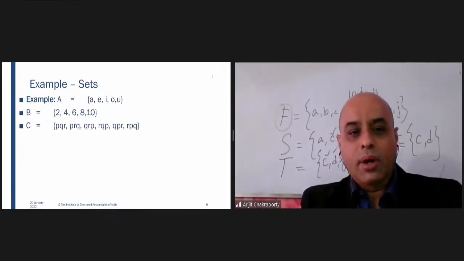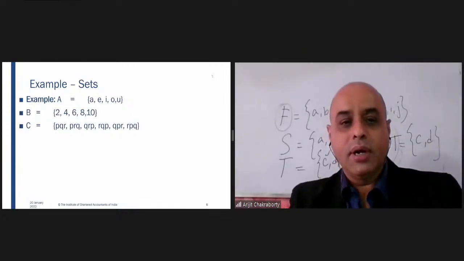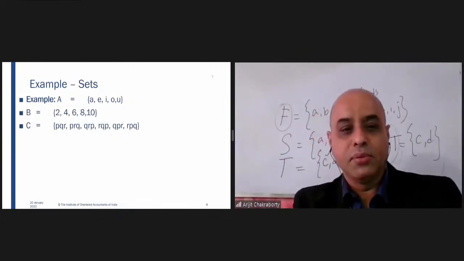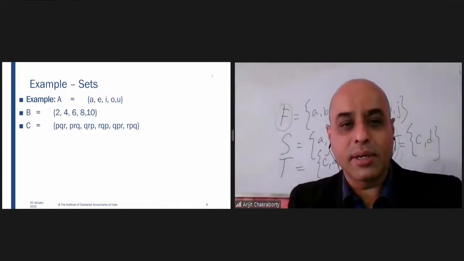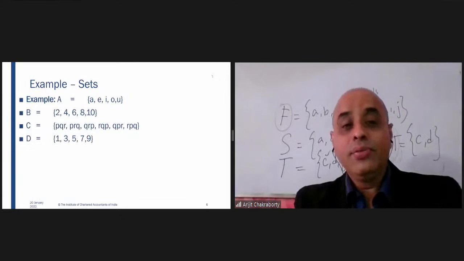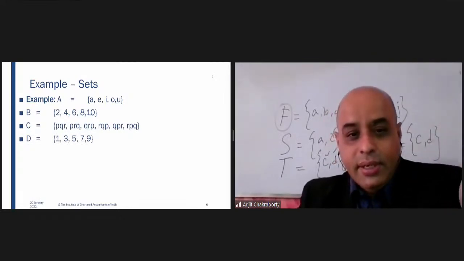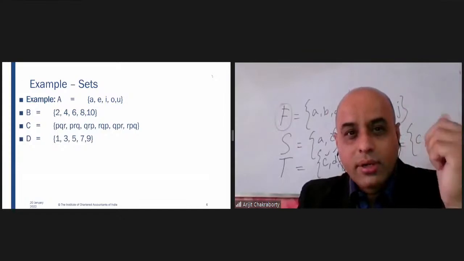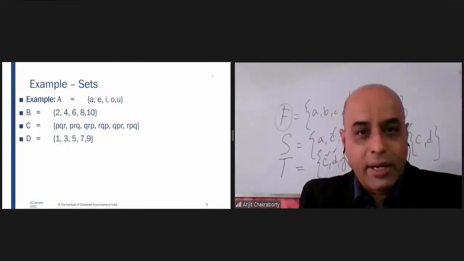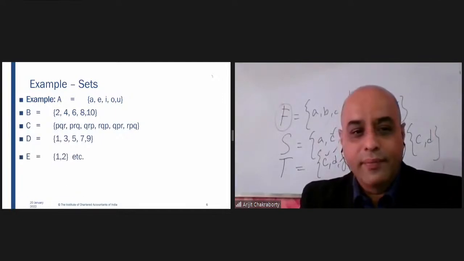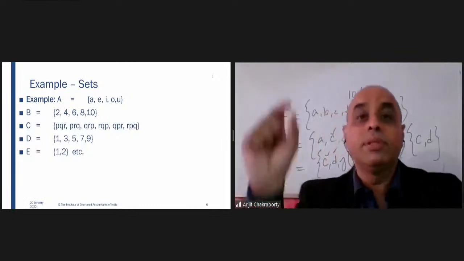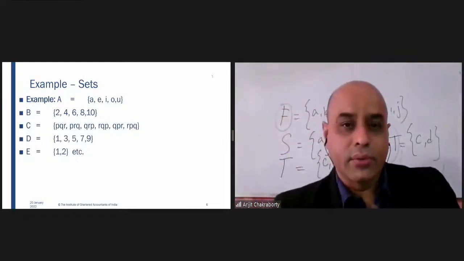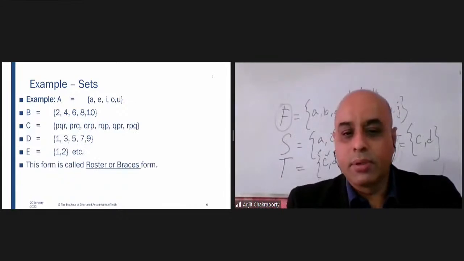Next, PQR, PRQ, QRP, RQP, QPR, RPQ. So what is this? This is a set of all possible permutations of the letters PQR. Okay. 1, 3, 5, 7, 9. What is this set? We can say this is a set of all odd numbers which are below 10. So you have 1, 3, 5, 7, 9. Then 1 and 2. This can also mean a set. For example, 1 and 2 can be the roots of a quadratic equation, right? So there could be a number of sets.